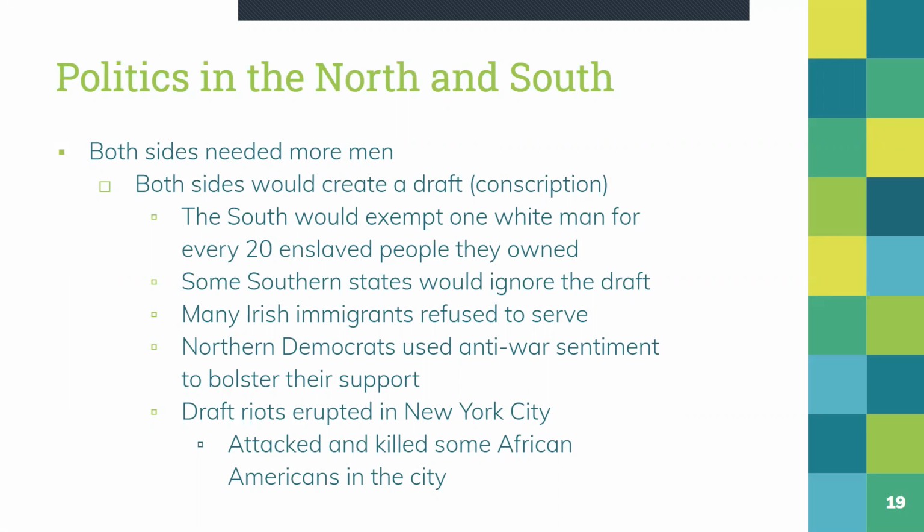And in the North, while the Republicans were fighting for executing the war, many Northern Democrats began to fight for anti-war sentiment to try to get more support. Just like in the South, there were draft riots in the North, like in New York City, where many immigrants, especially Irish immigrants, would attack and kill some African Americans in the city who they blamed for the war.